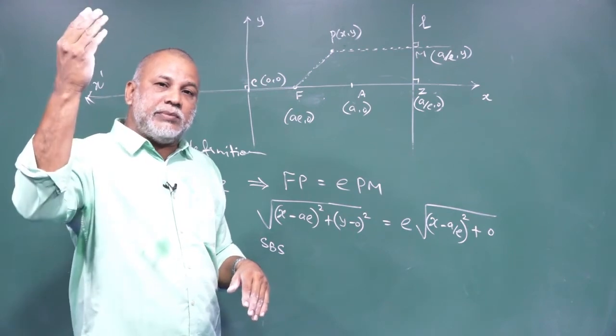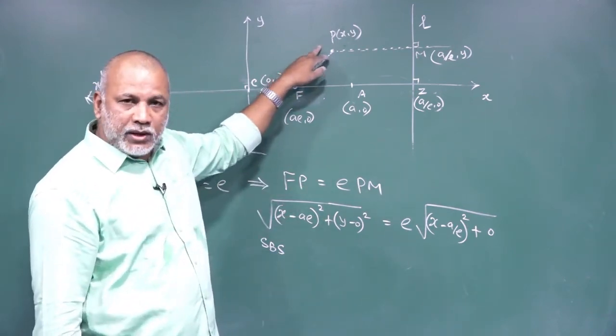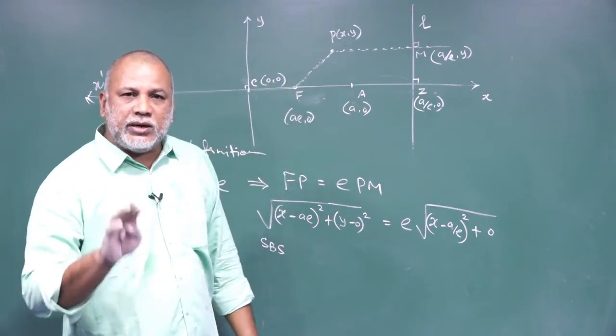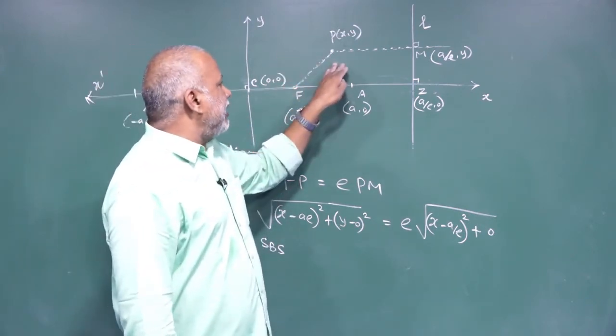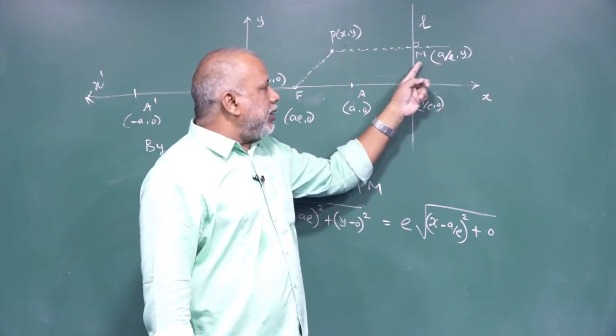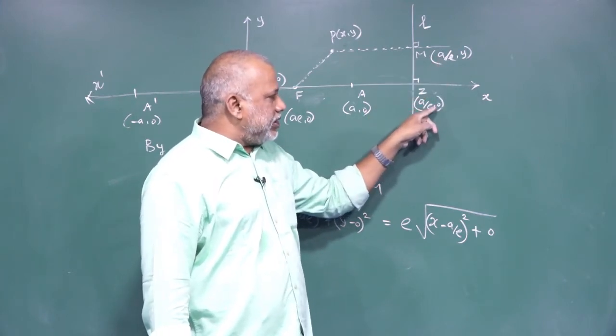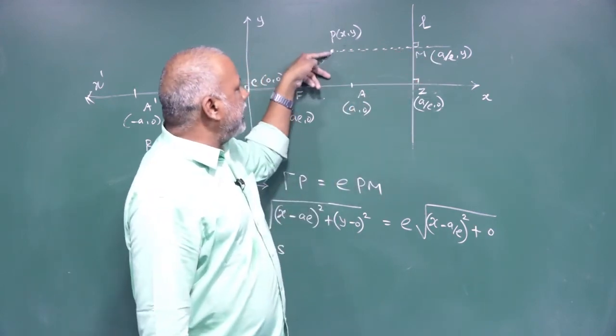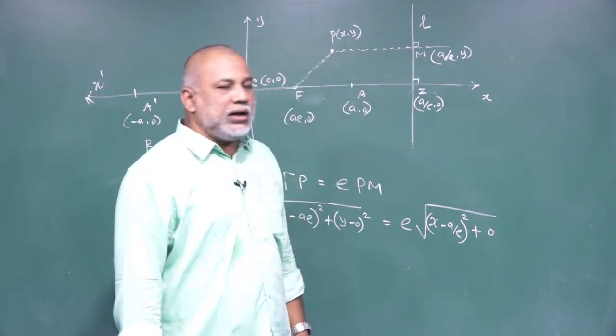After that, from the basic definition, we need the point P. What is the meaning of P? P is a moving point. Let us consider P of x comma y be the moving point. Then join FP, then PM. Now the point M becomes A by E comma 0. Then here the value of Y is unknown. Here it is Y. Then parallel only. So A by E comma Y.